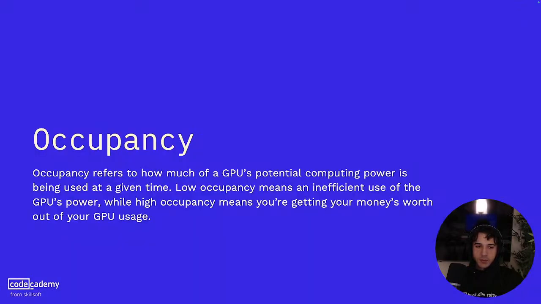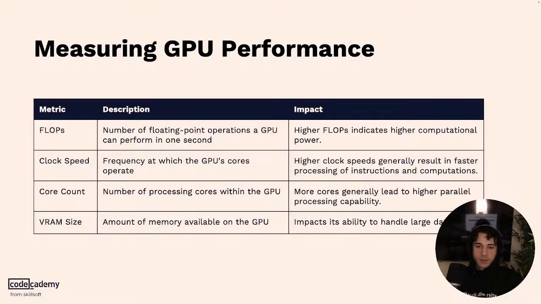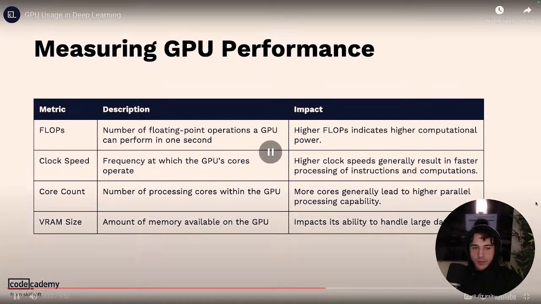Another concept worth being familiar with in GPUs is that of occupancy. Occupancy refers to how much of a GPU's potential computing power is being used at any given time. Low occupancy means an inefficient use of the GPU's power, while high occupancy means you're getting your money's worth out of your GPU usage. There are a multitude of metrics used to assess GPU performance, such as flops, clock speed, core count, VRAM bandwidth and size, and standardized benchmark scores.